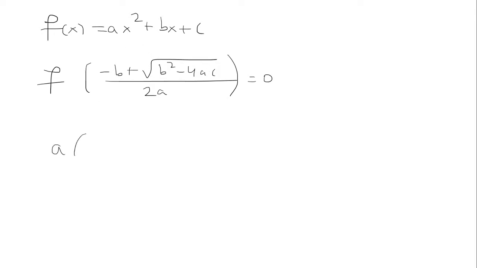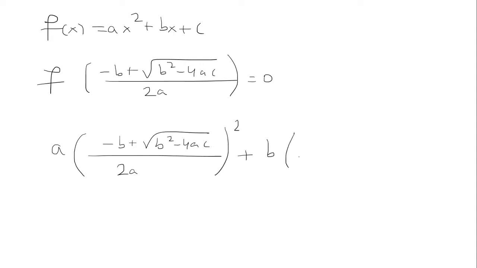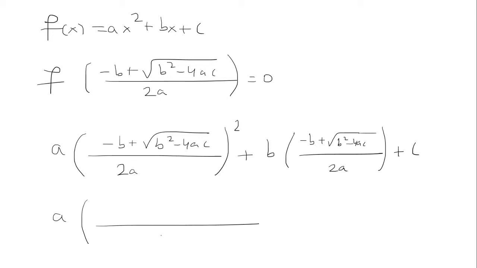So you have a times x squared, which is really the inside squared, plus bx, and then plus c. Now with the first fraction, we're going to square everything. So let's first square the denominator. 2a squared is just 4a squared.